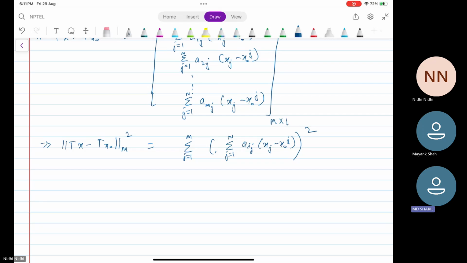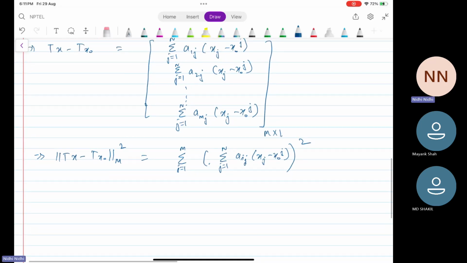Yes, ma'am. This matrix is considered to be an element of R to the power n square, no? The matrix is an m cross n matrix, so not n square, it is R^(mn), because we have mn terms. Oh, oh.